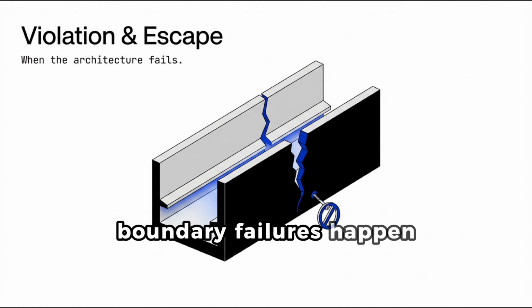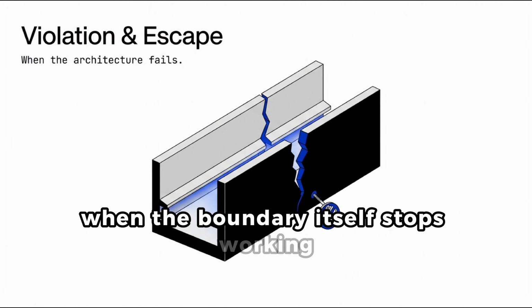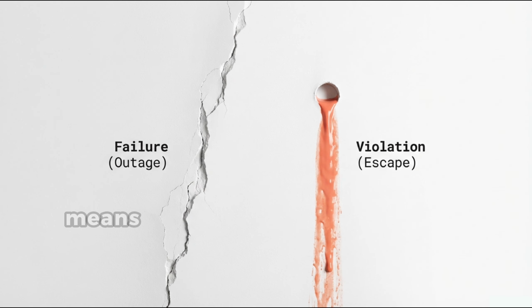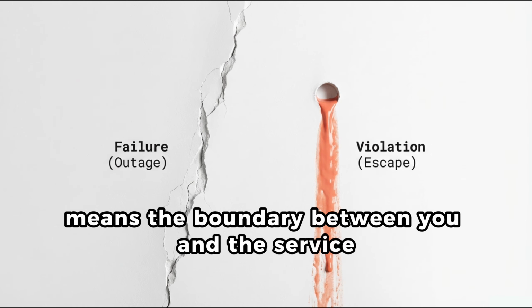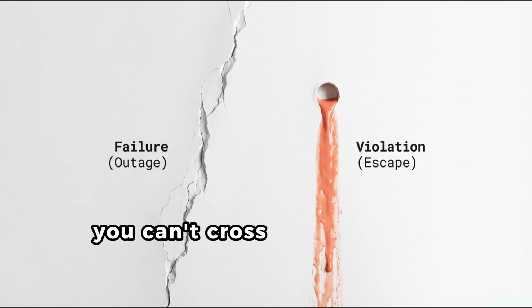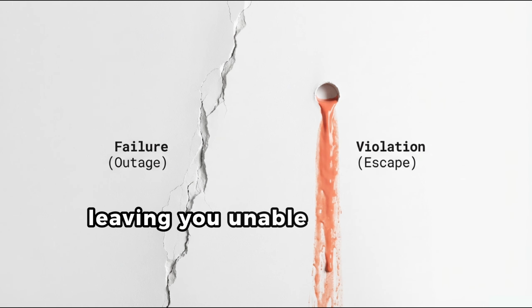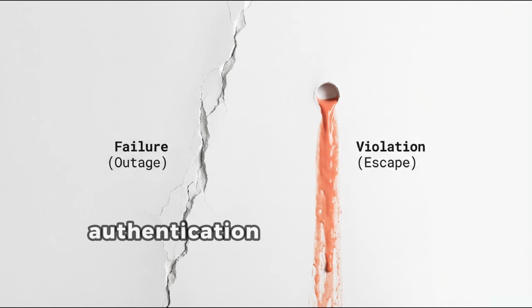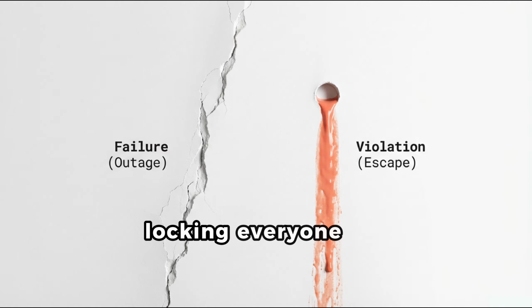Boundary failures happen when the boundary itself stops working. An API outage means the boundary between you and the service is non-functional. You can't cross it legitimately, leaving you unable to manage resources. Authentication system failures close the permission boundary, locking everyone out.